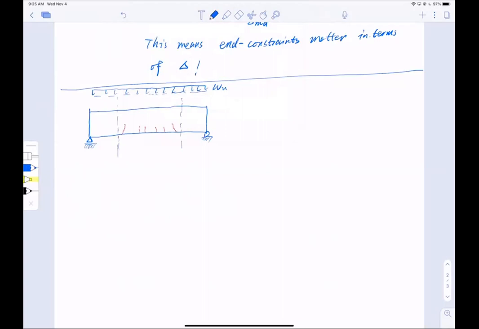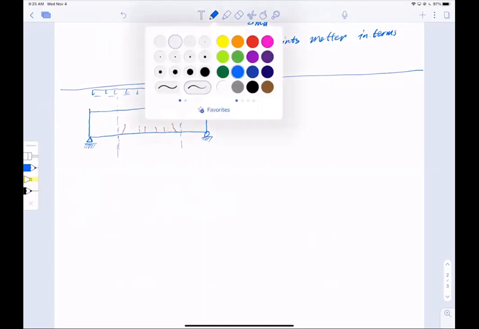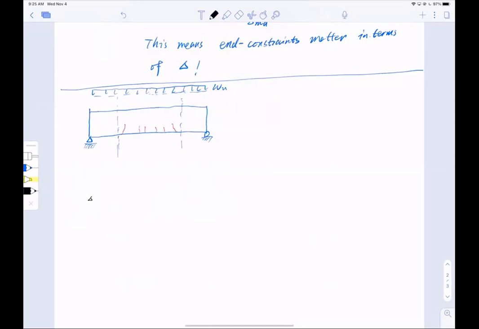So what's happening here is, if I take a look at the moment diagram, I label the two ends and draw my moment diagram. The moment diagram looks just like this. This is my moment, and since it's simply supported and uniformly distributed, I have a parabolic line.